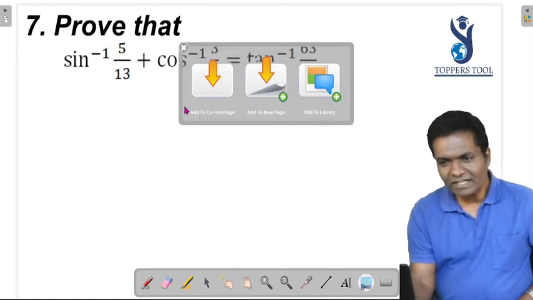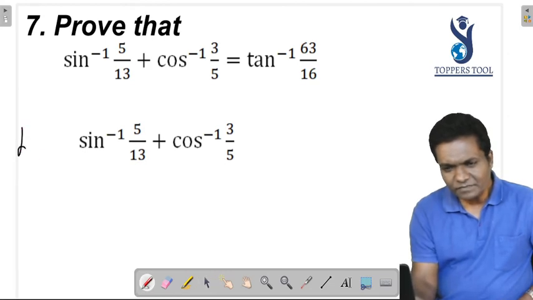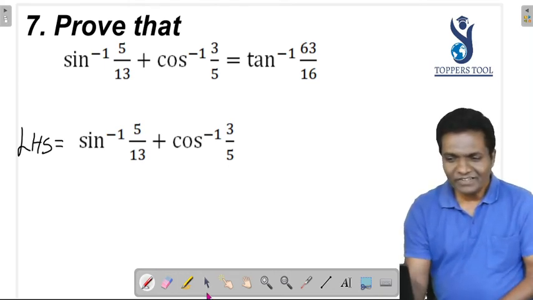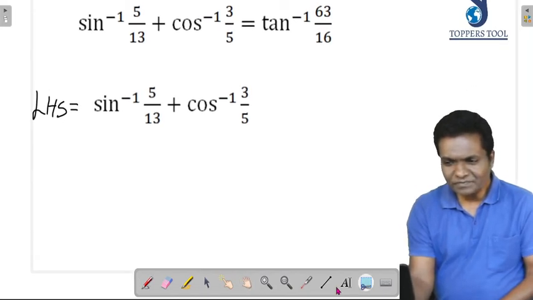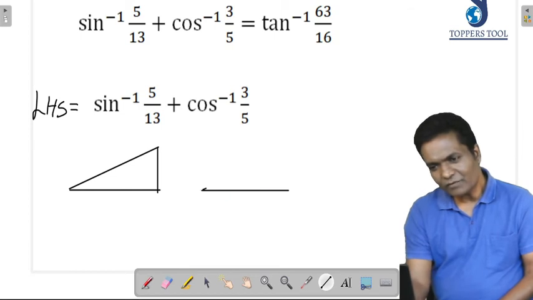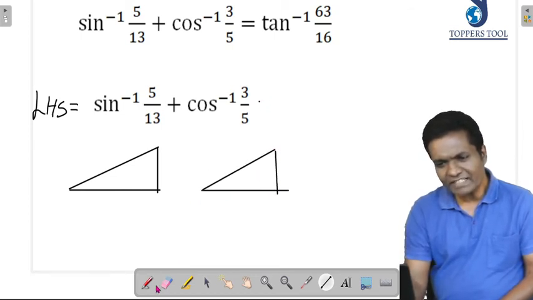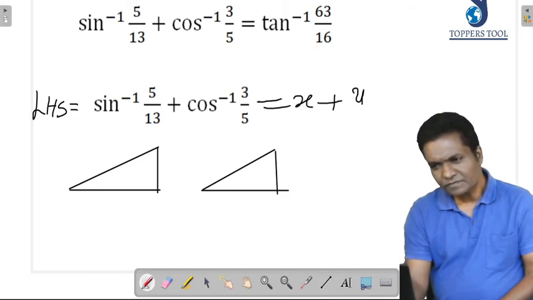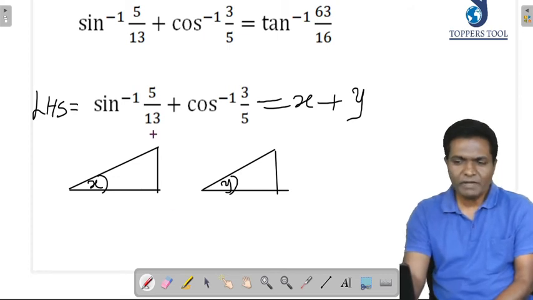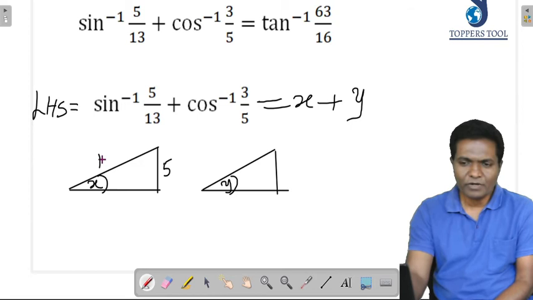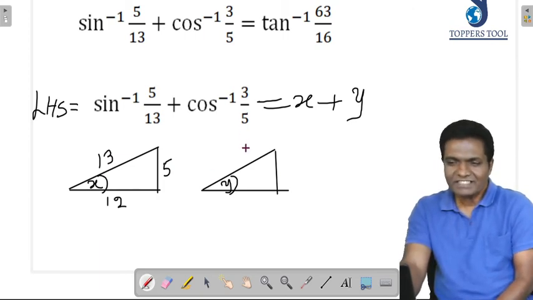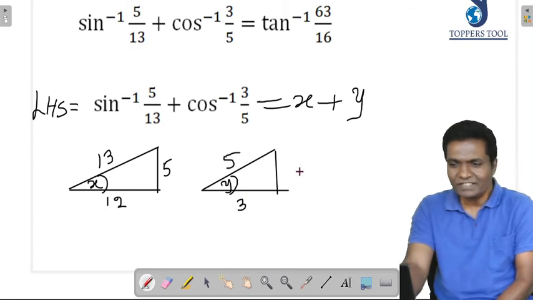So quickly take this left hand side. Okay, so this is your left hand side. Quickly express it in terms of tan inverse without wasting any time. As I mentioned earlier, draw one right angle triangle for the first function and for the second one. So this is your x and y. This angle is x, this angle is y. 5 by 13 means 5 is opposite, 13 is hypotenuse, and as I said, Pythagorean triplet, this is 12. You can write immediately cos inverse, cos x means adjacent by hypotenuse, this is 4.